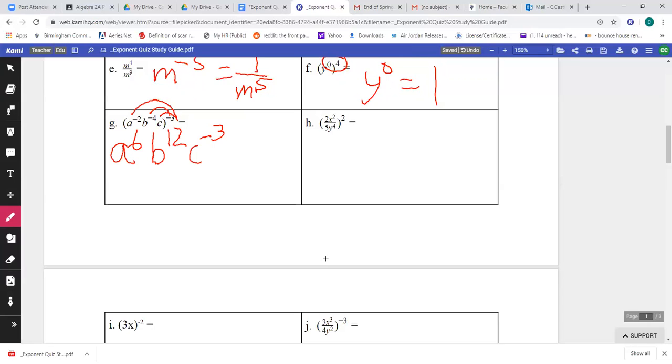And then you're not done here because you have a negative exponent. Negative exponents mean you have to bring it down to the bottom. So this would be a to the 6th, b to the 12th, all over c to the 3rd. Only negative exponents get flipped.